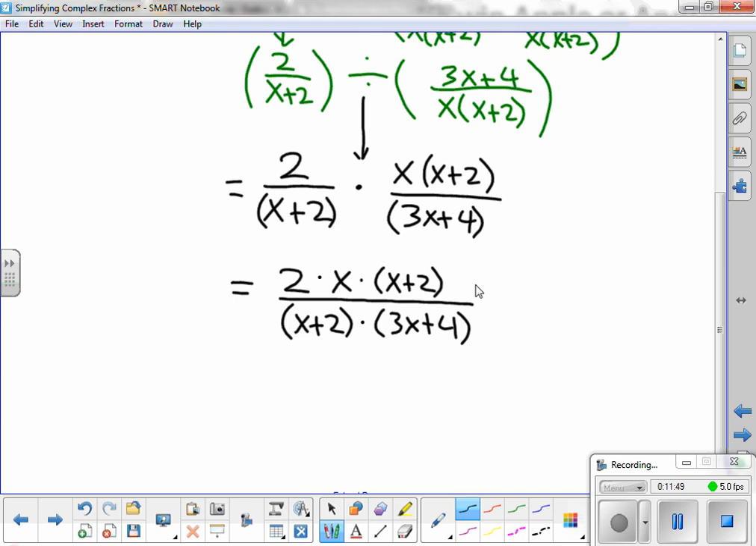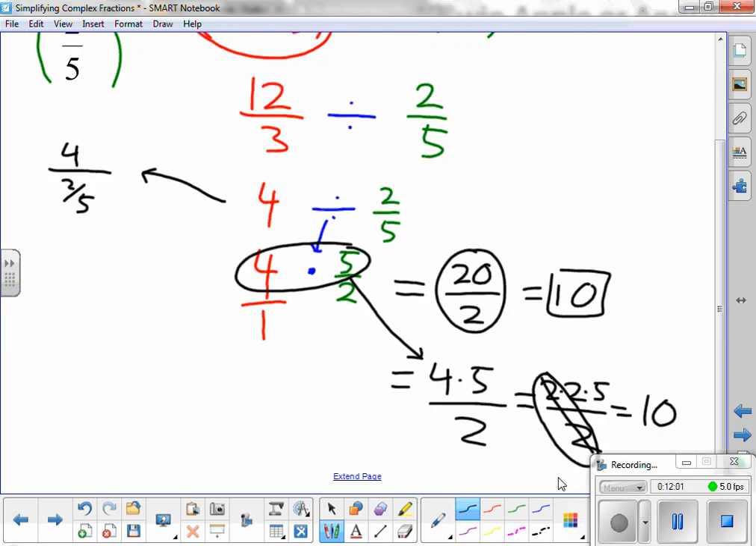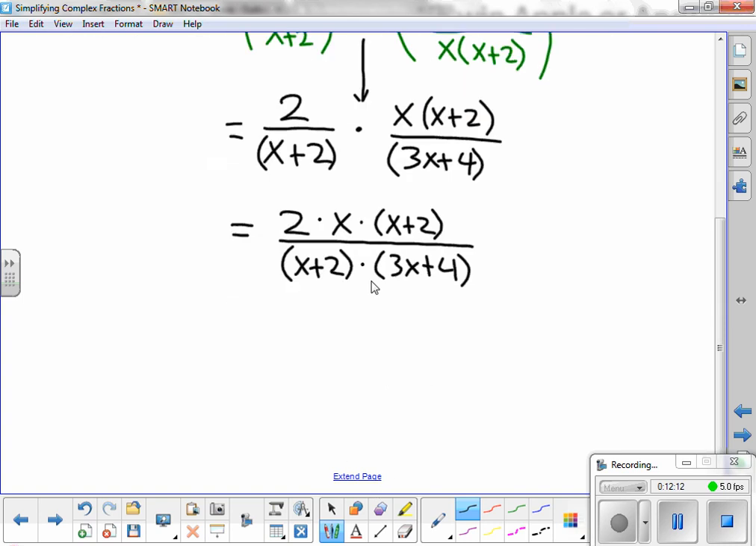Okay? Now, keep in mind, the only way that this bar, which means dividing, can cancel stuff is if the top and bottom are the same, kind of like how we did right here, where we factored it and found out that the top and bottom parts were the same, so the 2's canceled. Same thing here. The only thing that matches is this entire group, the x plus 2. Circle it in red. This x plus 2 group and that x plus 2 group are gone.